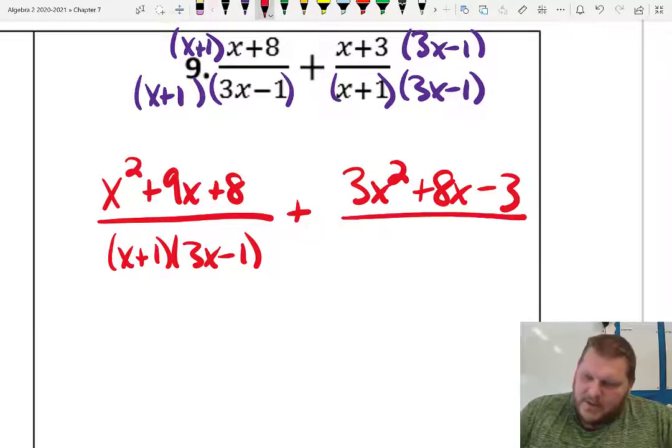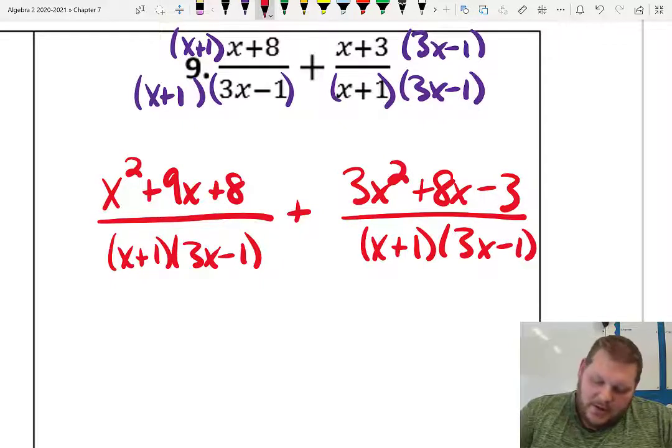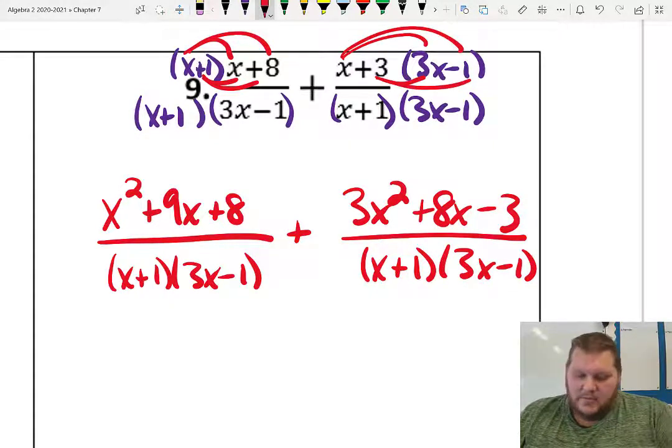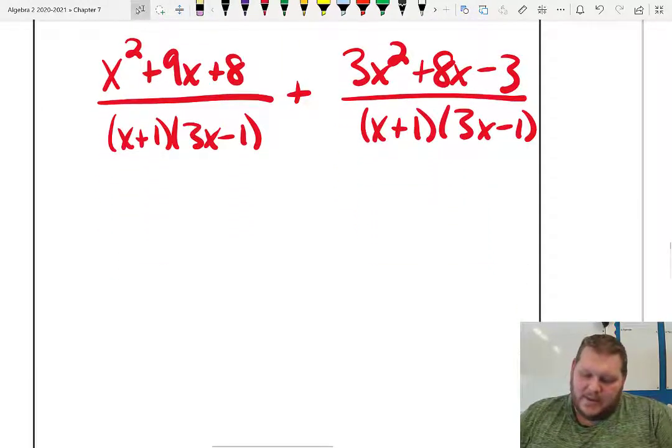Now, if you guys need to do that scratch work off to the side, that's totally fine. All I'm doing to get those is just FOILing, right? Firsts, outsides, insides, lasts. So again, I'm just saving up some time here, but you can go through and FOIL that step as well.